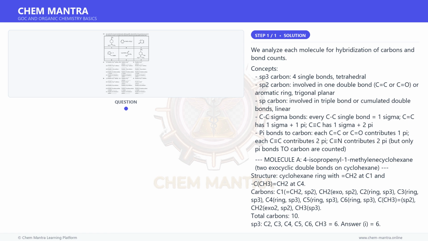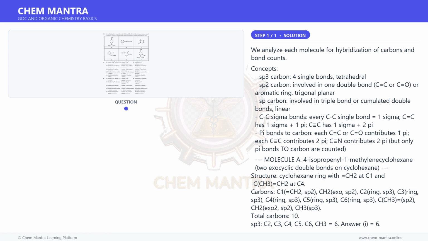Pi bonds to carbon: C4=C5, 1 pi; C2=N, this is a C=N pi bond to carbon, 1. CN has 2 pi bonds to carbon. Let's count pi bonds to carbon: CN contributes 2, C=C contributes 1, C=N in the ring contributes 1, total is 2 plus 1 plus 1 = 4. Answer: V = 4.